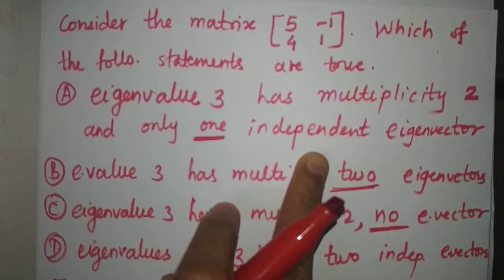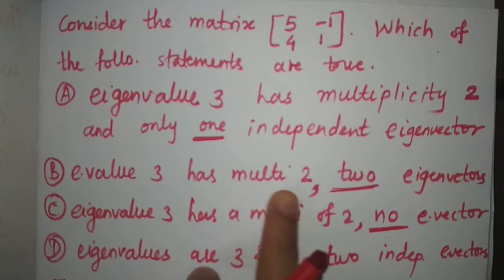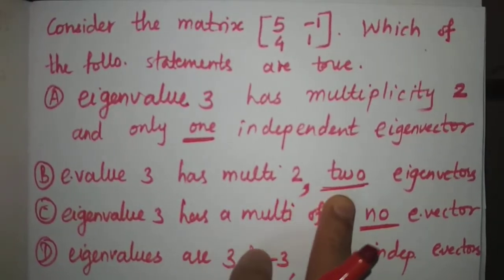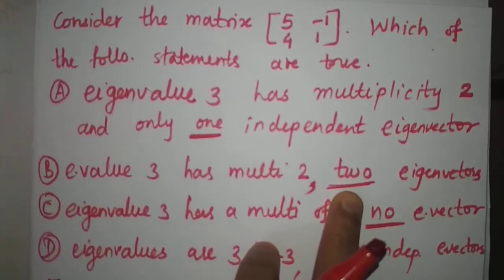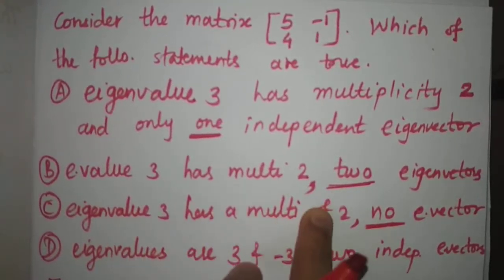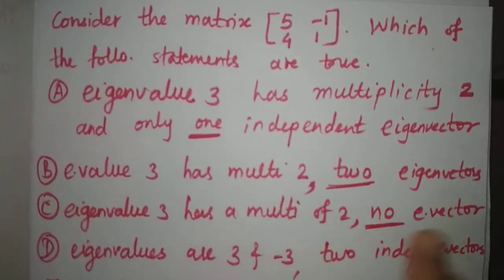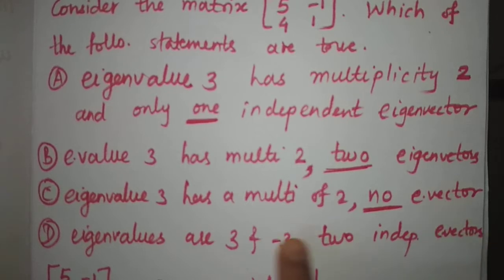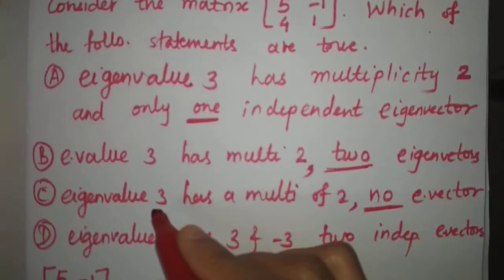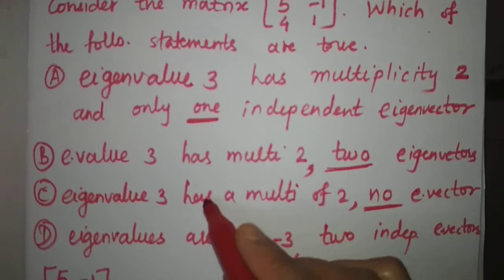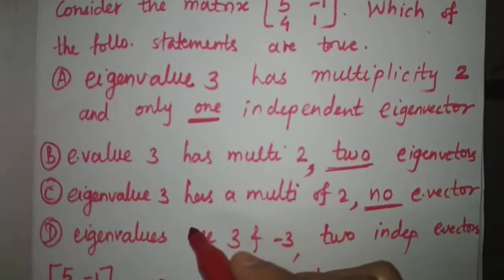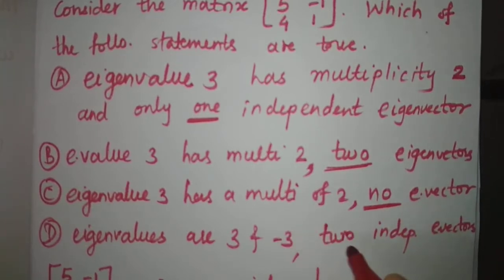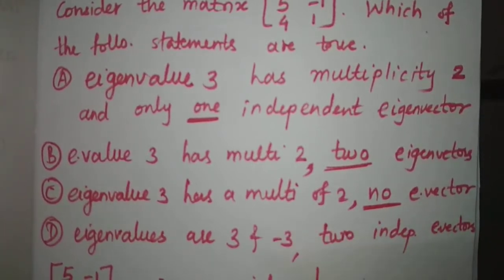Now the second statement says that the eigenvalue 3 has multiplicity 2. That means the eigenvalues are 3, 3 and 2 eigenvectors. That means it gives us 2 linearly independent eigenvectors. The third statement says that eigenvalue 3 has a multiplicity of 2 and no eigenvectors. That means the eigenvalue will not give any eigenvector for the given matrix. And the fourth statement is eigenvalues are 3 and minus 3, which gives 2 independent eigenvectors.